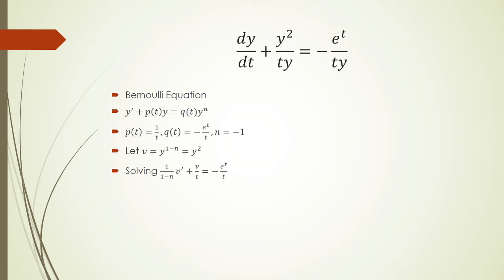In order to solve the Bernoulli equation, we need to solve 1 over 1 minus n times v prime plus v over t equals negative e to the t over t. So plug in n equals negative 1. And here, I want to have v prime by itself, so I'm going to multiply both sides by 2.